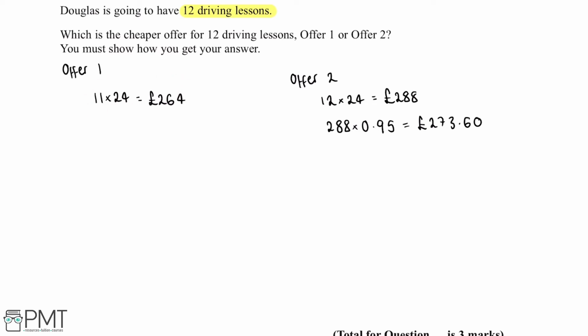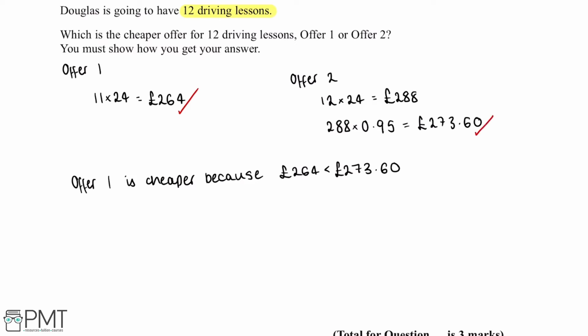So now the final thing we can do is write a summary statement. So we can write something along the lines of offer 1 is cheaper because £264 is less than £273.60. Now this question's worth 3 marks. We'll get our first mark for working out the price of offer 1, our second mark for working out the price of offer 2, and our third mark for comparing the 2 values to show that offer 1 is cheaper.